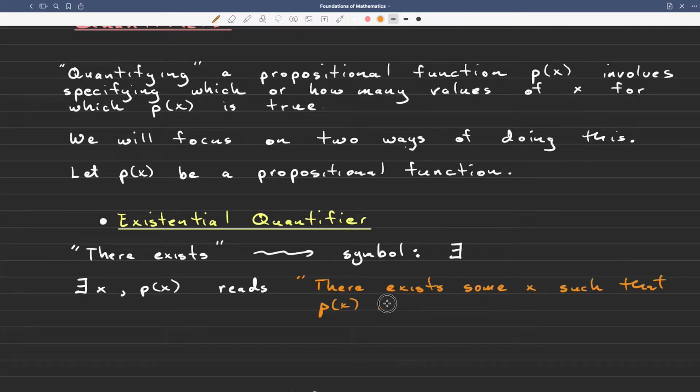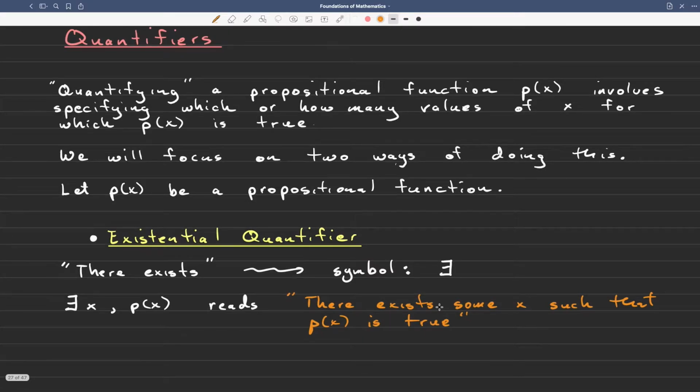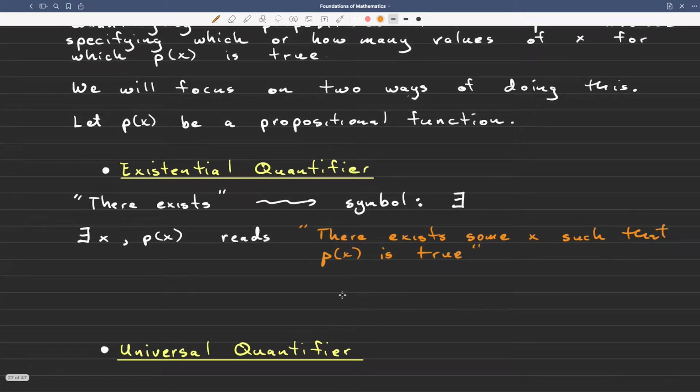If you think about it, that takes p of x, which is just a propositional function that could be true or false, and if you say there exists some x such that p of x is true, that total statement is just true or false, but not both. There either exists such an x or there doesn't exist such an x. This is really important because when you think about equations, we often wonder, does there exist a solution to an equation? There are lots of different kinds of existence questions in mathematics. So that's a pretty important quantifier.